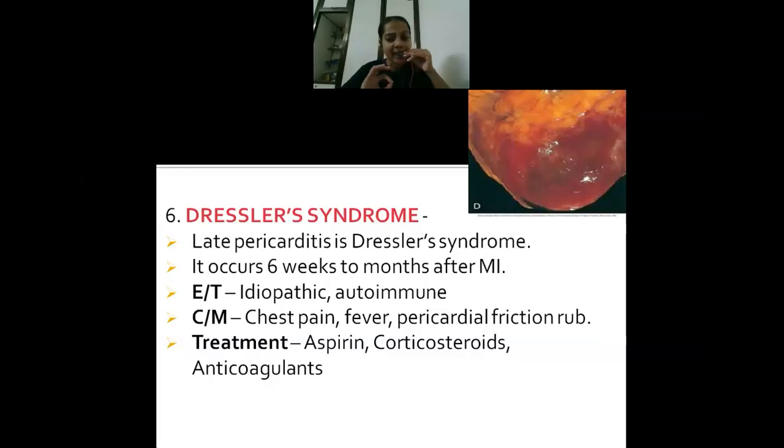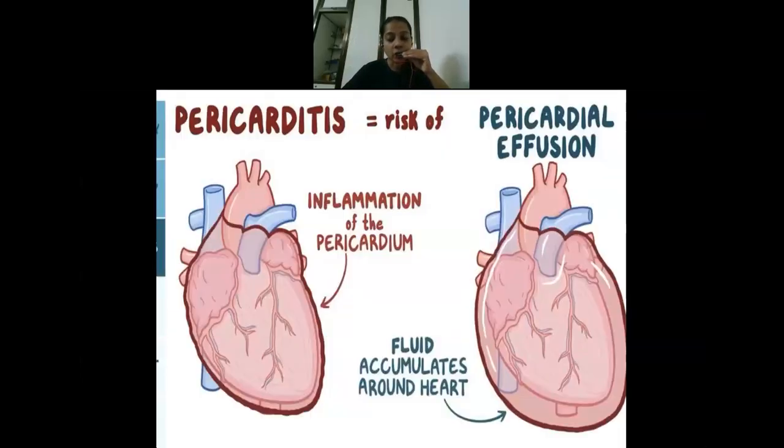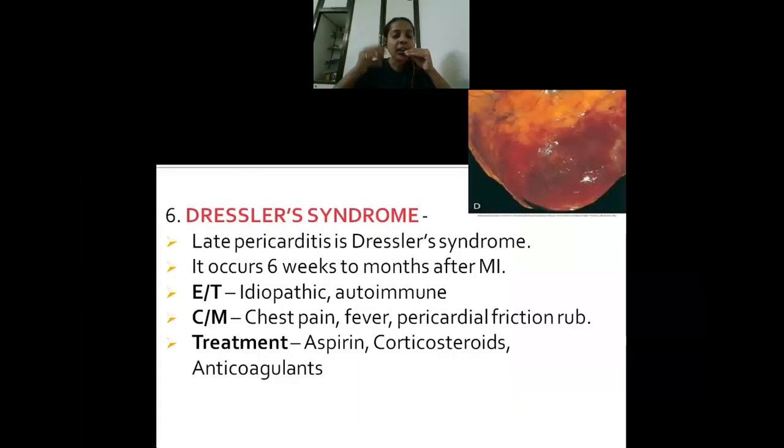It could be autoimmunity. And the symptoms here are the patient will have fever, chest pain and pericardial friction rub. Remember what it is? It is an abnormal heart sound, like a rubbing of leather. Such a heart sound will be heard. Why is this pericardial friction rub heard? Mainly because of pericardial effusion or tamponade. Treatment is we can give steroids to reduce the inflammation, aspirin to reduce the pain, and anticoagulants or antiplatelets can also be given.